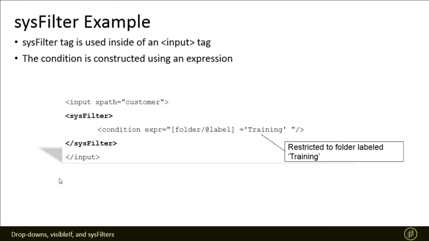filter. The condition that we see here says that the customers that will be displayed are based on the following condition. There is an expression, and it says go into the recipient's folder definition and get the label. And if the person's label for the folder that they're contained in is training, then we'll display those customers. Customers that lived in any other folder other than training would not be displayed.